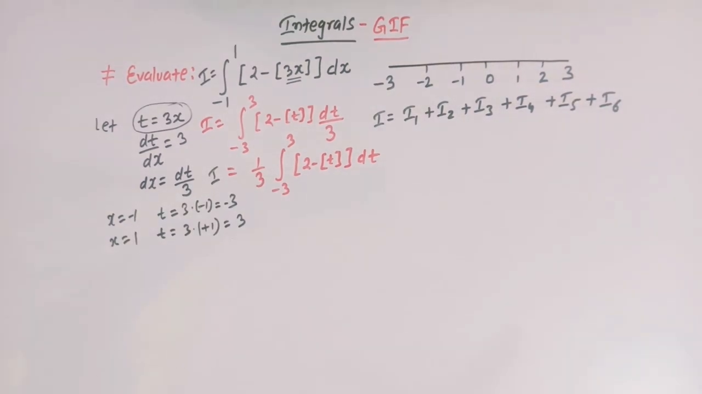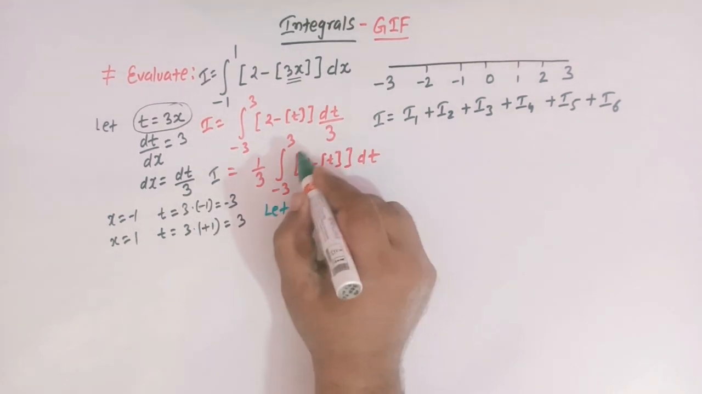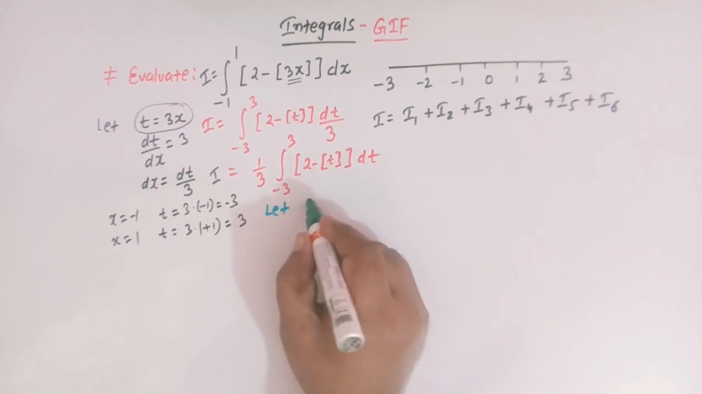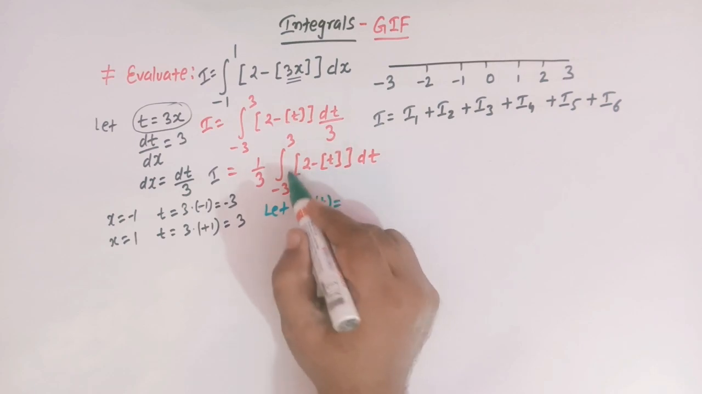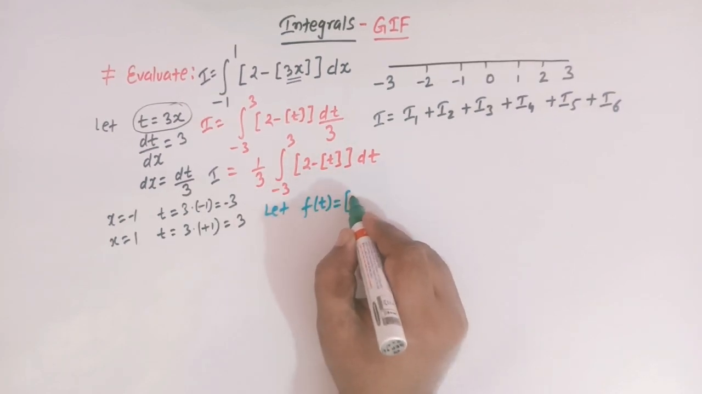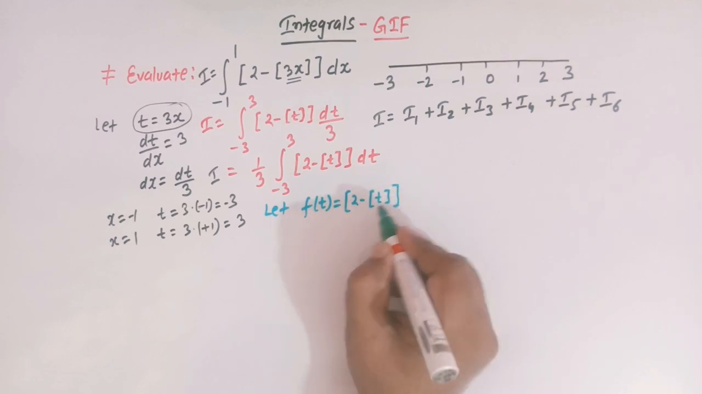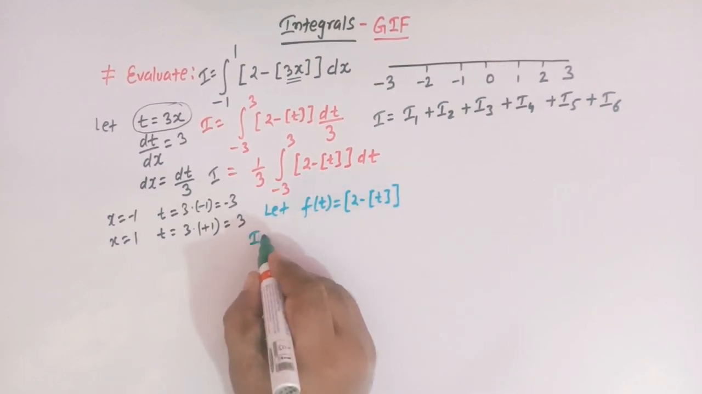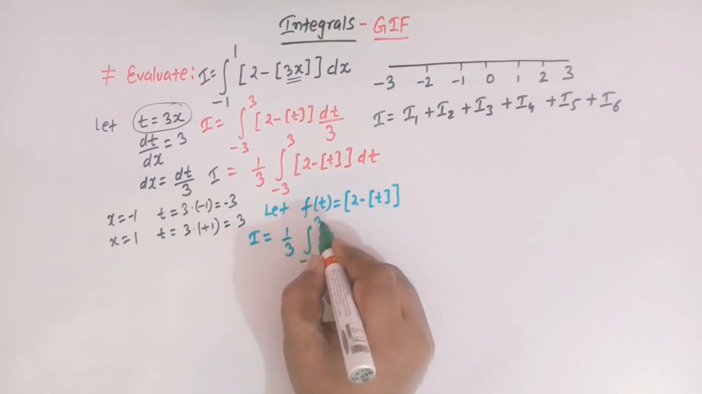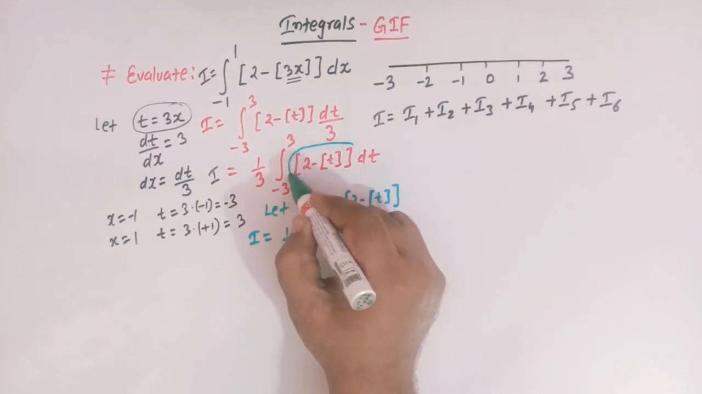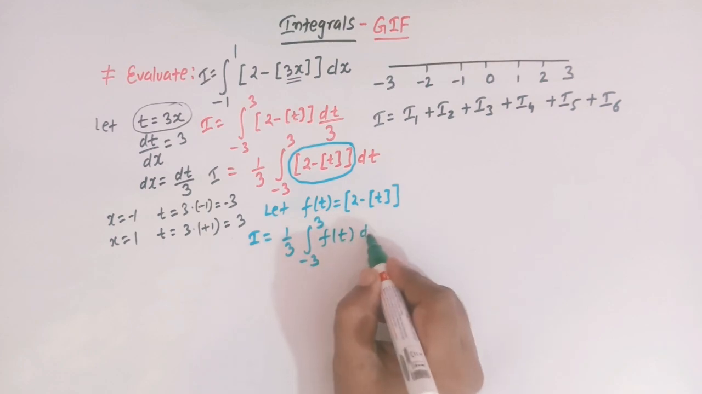Let us assume that this integrand is denoted by the function f of t. So we'll assume f of t is equal to the greatest integer of 2 minus the greatest integer of t, and we can now write I equal to 1 over 3 times the integral from -3 to 3 of f of t.